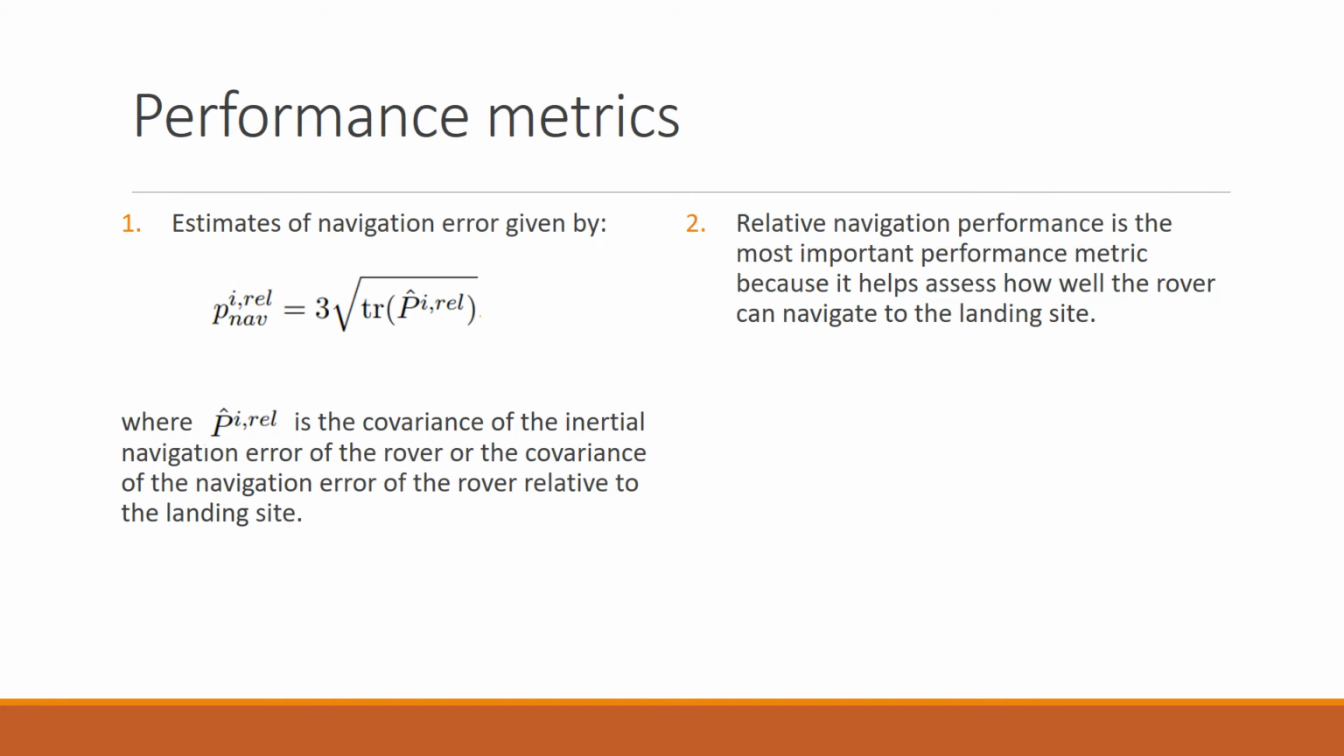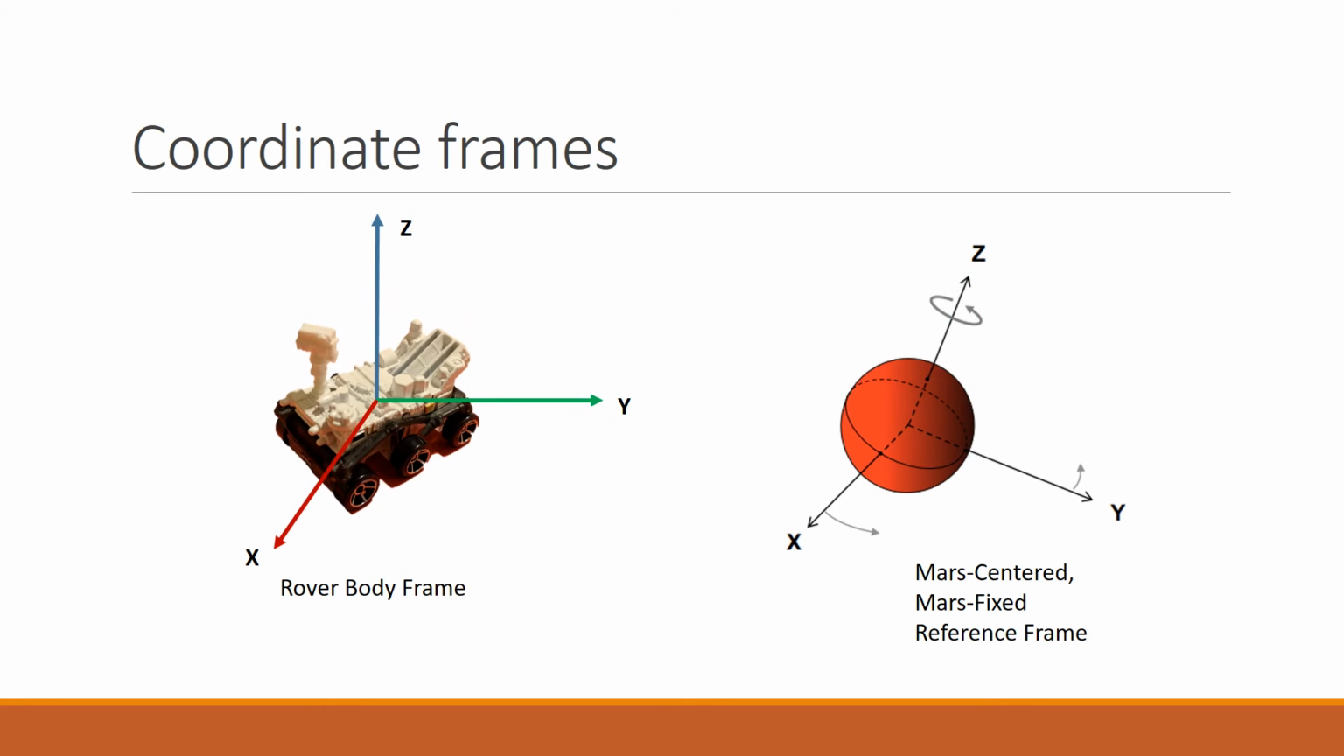There are some errors with the system, and navigation error can be found using this formula, the PNAV formula. However, the most important performance metric is relative navigation because it shows how well the rover can navigate to the landing site. Here are the coordinate frames used on the Mars 2020 mission. A Mars-centered reference frame would be used because the planet is spinning and the landing site is essentially spinning with it. That's from the perspective of the rover as it's coming in for a landing.